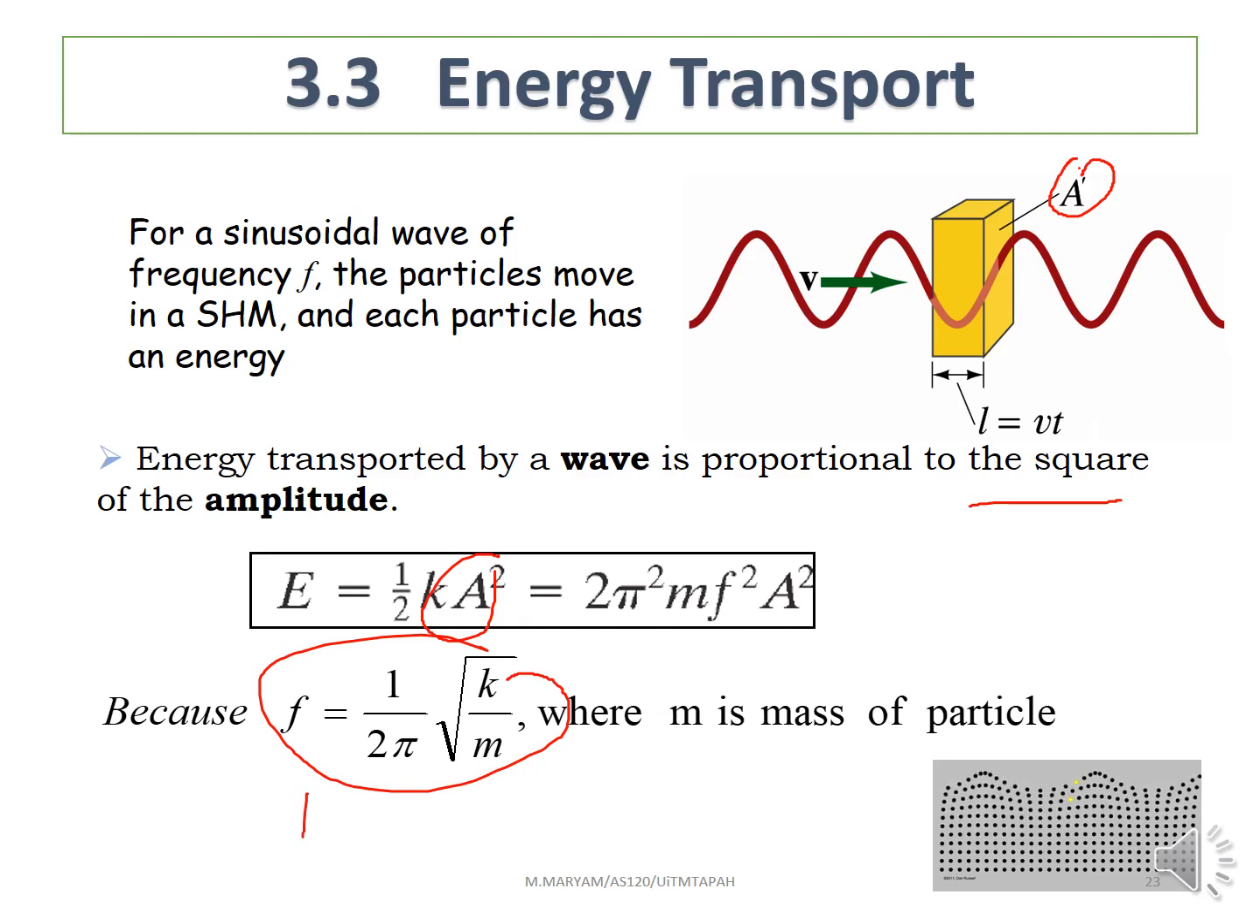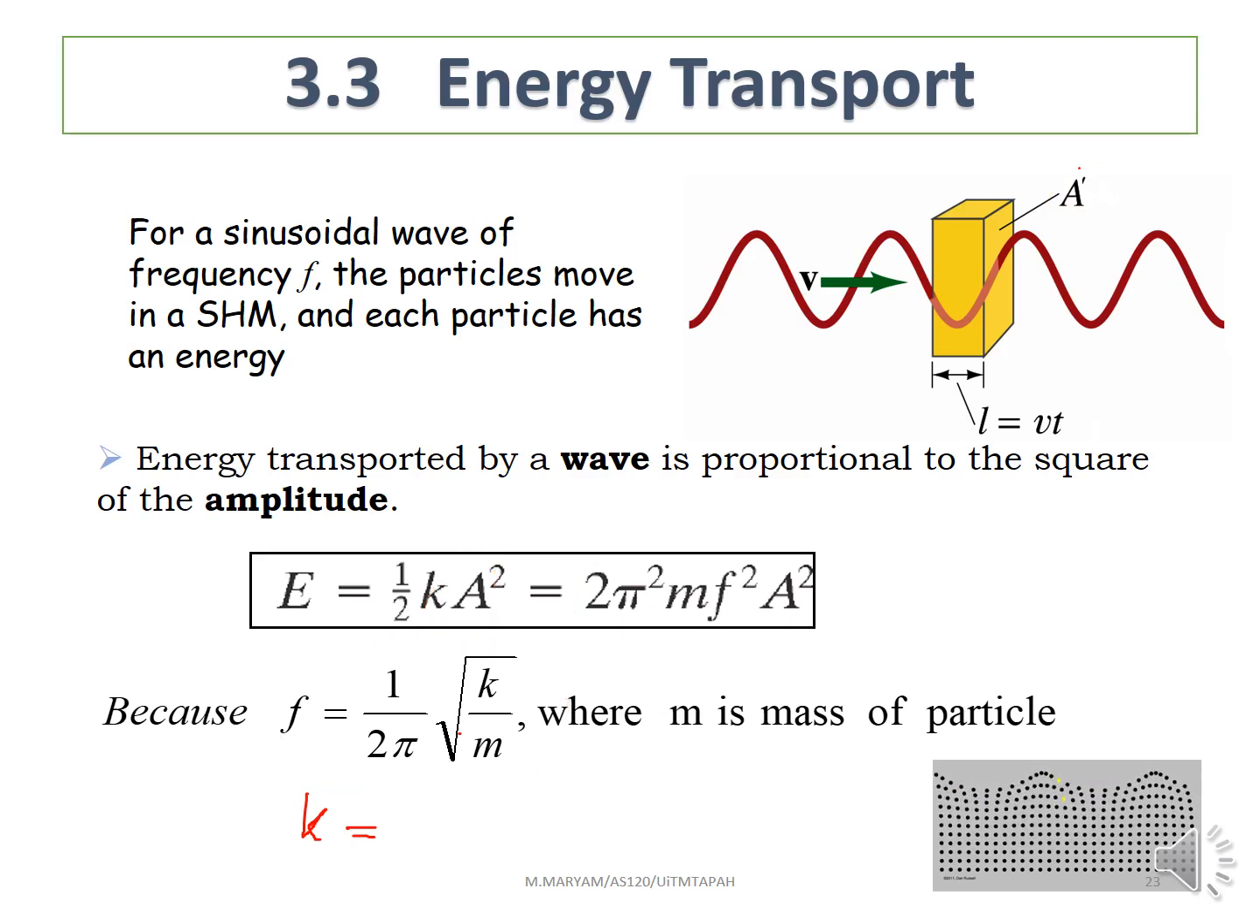Then we expand the k from the equation here. So k equals 4 pi squared f squared times m. Substitute it in, and simplify 4 divided by 2. So we get E equals 2 pi squared m f squared A squared. Alright, m is the mass of the particle.